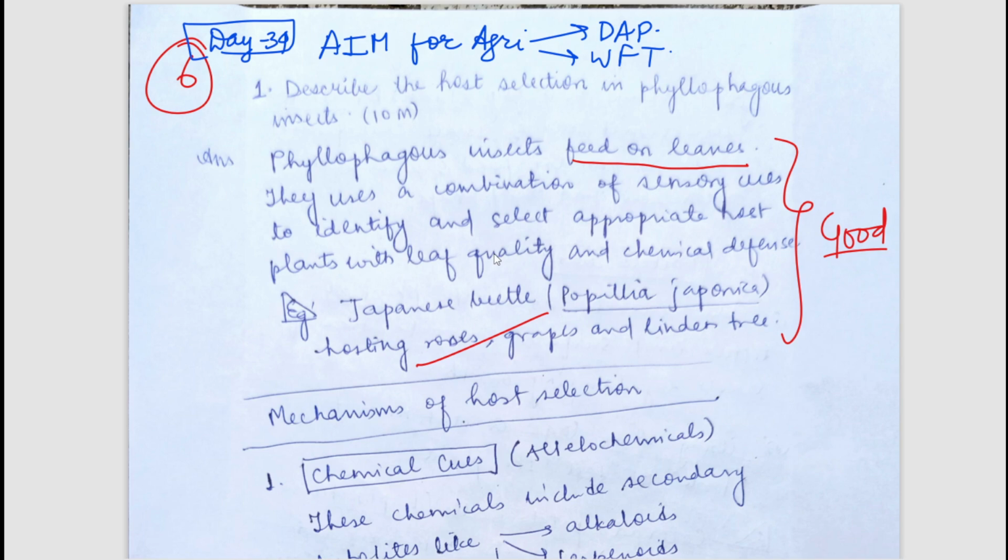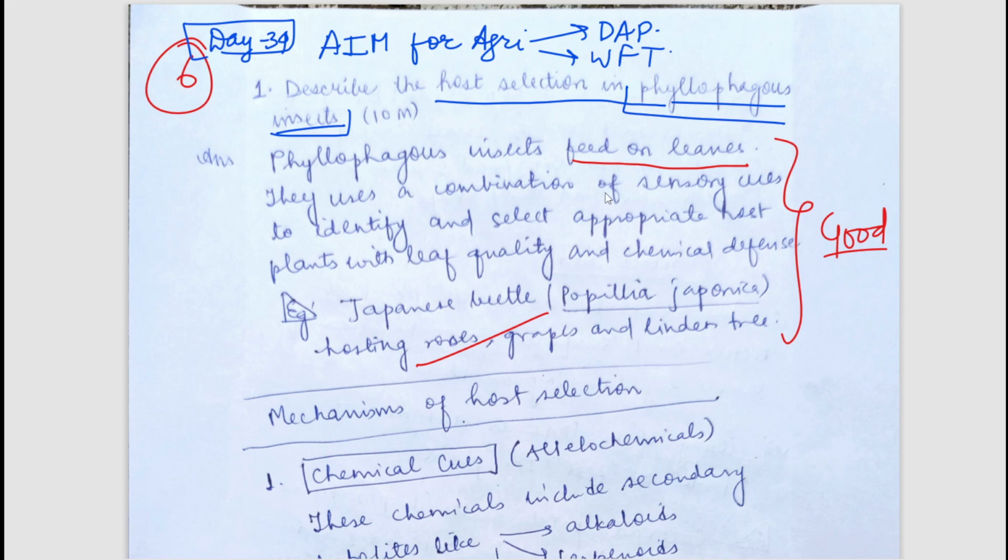So let's start. The first question was: describe the host selection in phallophagous insects. So, what are phallophagous insects? Whenever you are preparing any optional, and particularly agriculture optional, these are terms which you should be knowing. These are basic terms when it comes to agriculture optional. Although sometimes, if you have not heard about these terms, they could look difficult, this should be known to you as an agriculture optional aspirant.